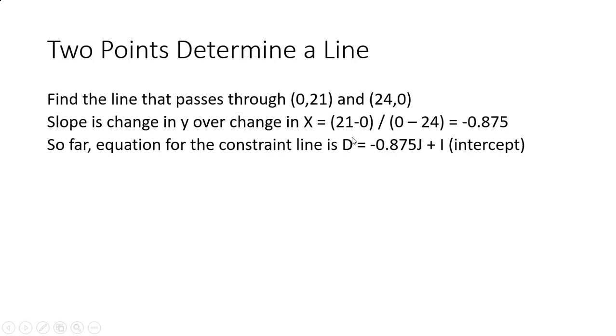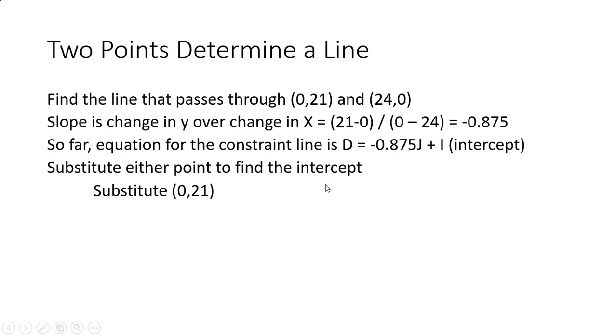So if I substitute in 0, 21 or 24, 0, then I can solve for the intercept. It actually doesn't matter which one, because you're going to get the same intercept because it's on the same line, but I solve for both just to prove it. So substitute either point to find the intercept. First we'll substitute 0, 21 into our line equation. So D is 21, J is 0, so 21 is 0 plus I, so I is going to equal 21.